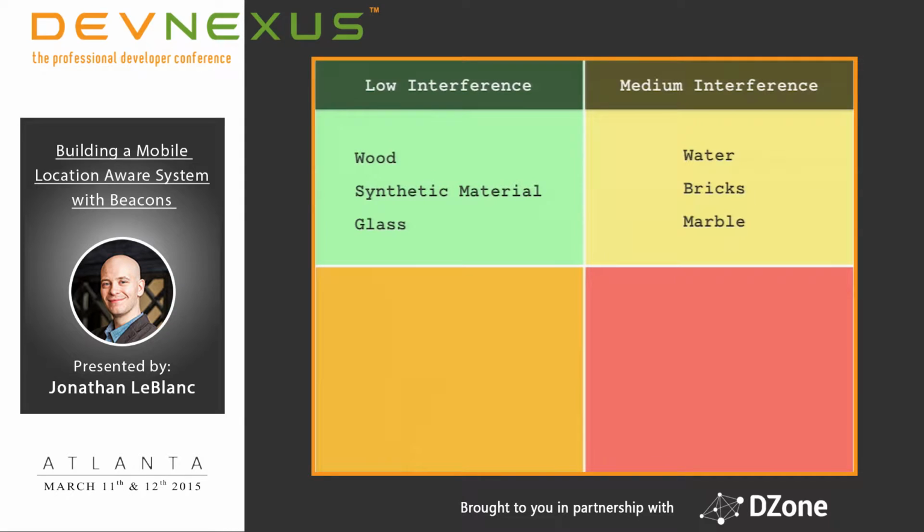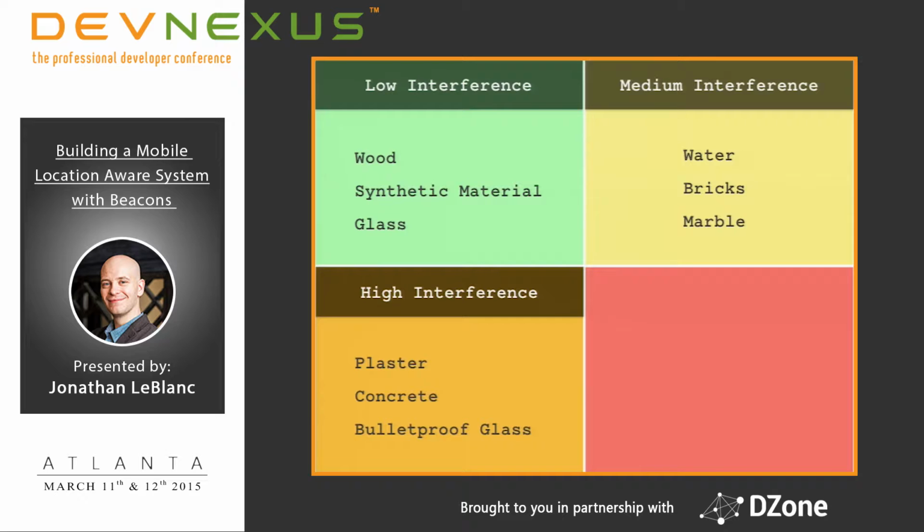Now on the medium interference, let's say 1 to 1.5 to 2 meter range, you would be running into things like water, bricks, and marble. The one that you should really pay attention to here is water, because one of the biggest issues with beacon communication is dealing with people in a room. And what are people mostly made up of? Water. So going through people actually causes signal degradation, and that'll cost you a couple of meters.